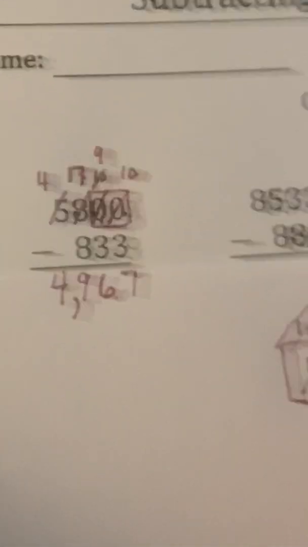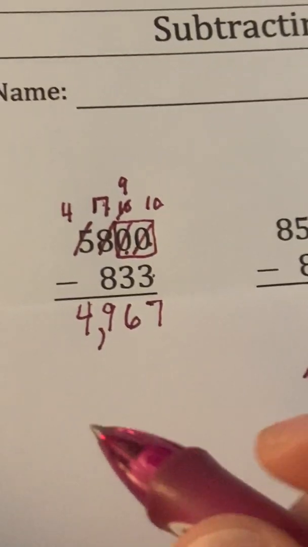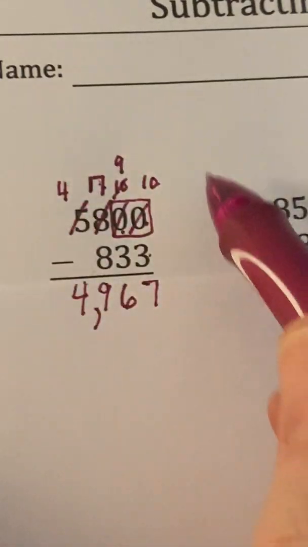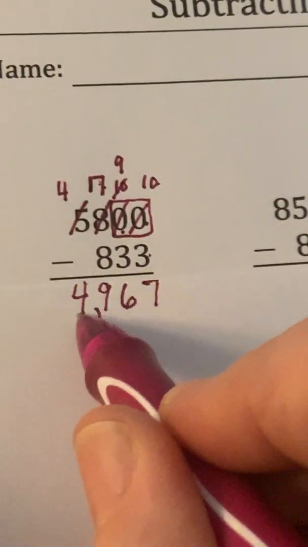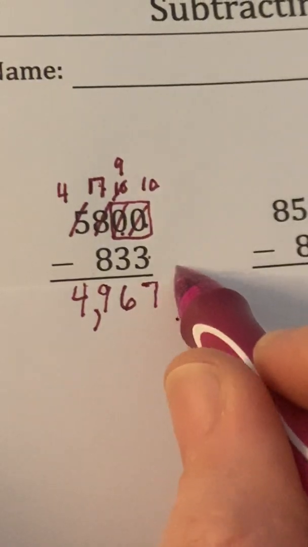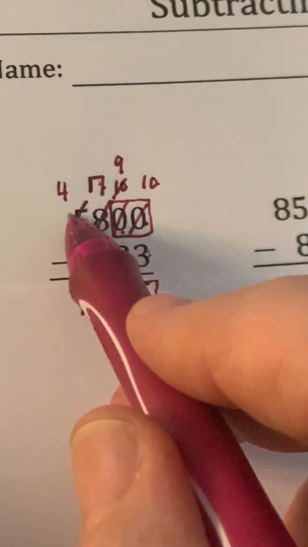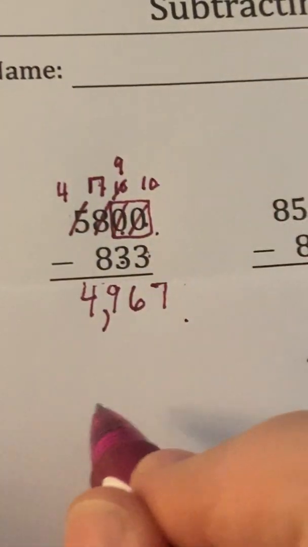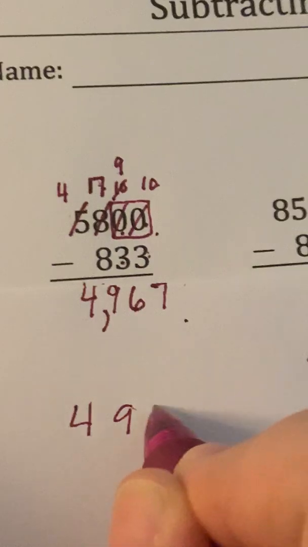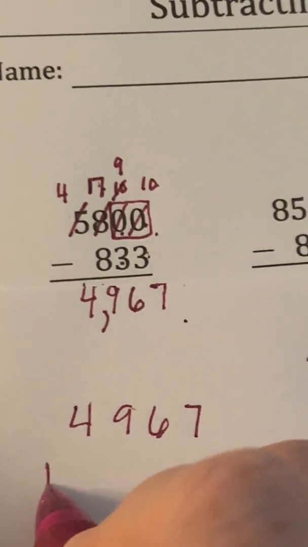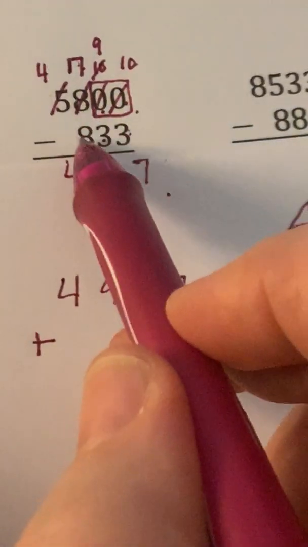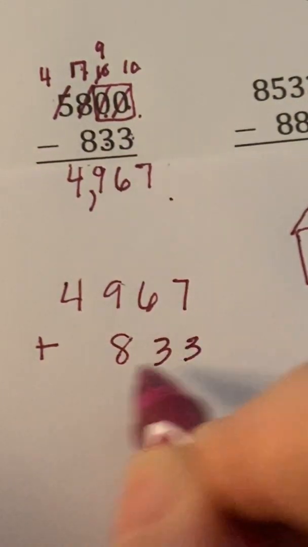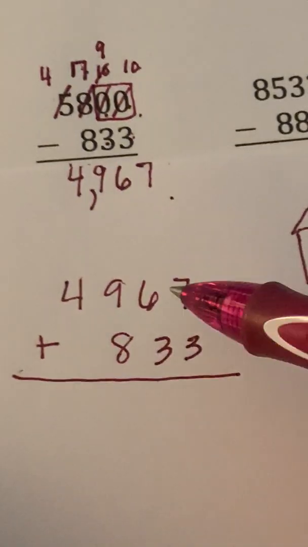If you really want to give yourself a challenge, boys and girls, those of you that wanted harder math, on the side or even on another piece of paper, you take your answer and add it to what you subtracted, and it should give you this answer. So I'm going to do this one. Here we go. 4,967 plus what I was subtracting here, 833. And this probably will be pretty easy for you guys.